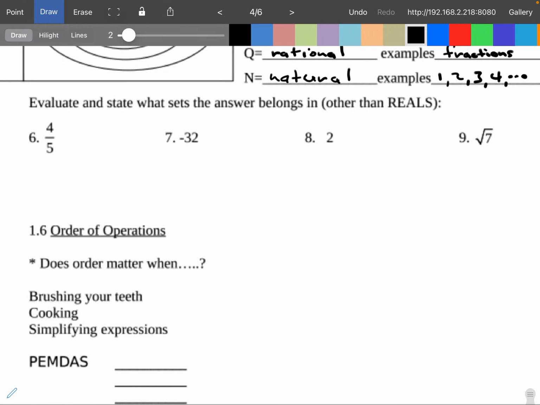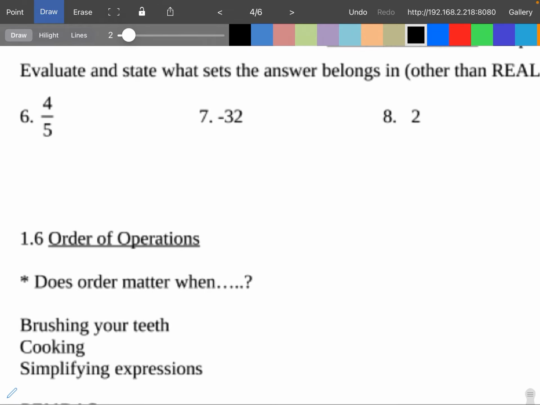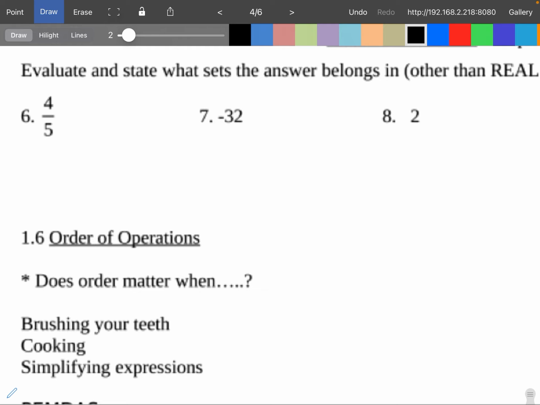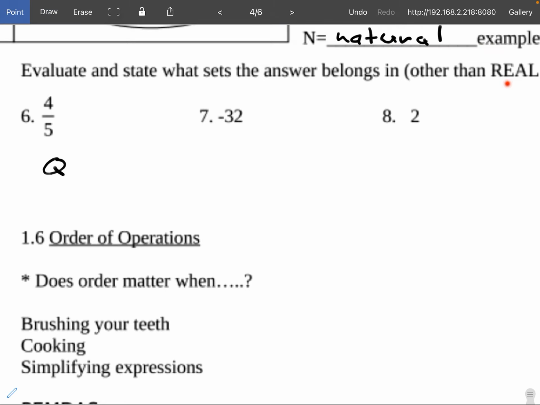Okay, let's try to do the examples here. So 4/5. What kind of number is that? That's a fraction, so what do you write? Rational, so you write Q. So all you say for number 6 is it's Q. Now it's also real, but it says at the top of the directions up here, other than real, because we know they're all real. Every single number we use in this class is going to be real. So we're not going to write the capital R.